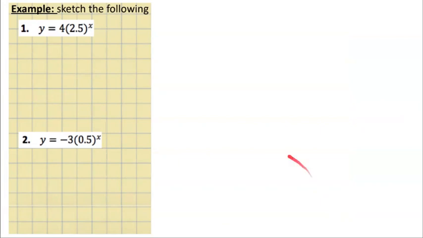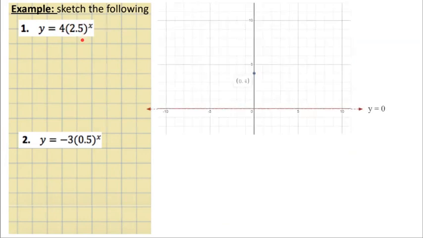All right, welcome back, and let's go over these problems together. So for number 1, we are given y equals 4 times 2.5 to the x power. So 4 is our a value here, and 2.5 is our b value here. So let's start with graphing the y-intercept, which is just going to be our a value, 4.